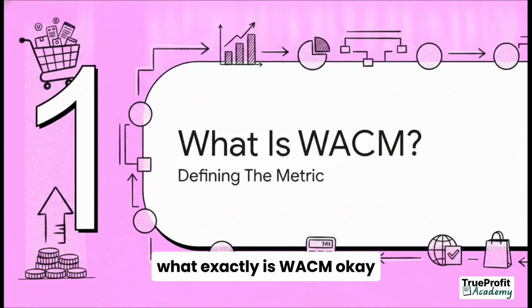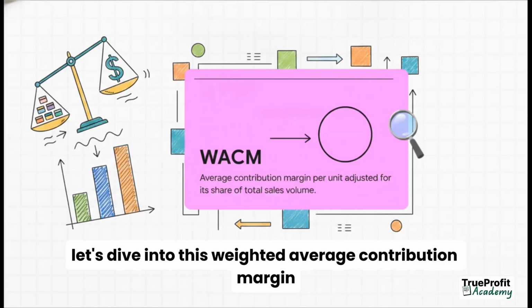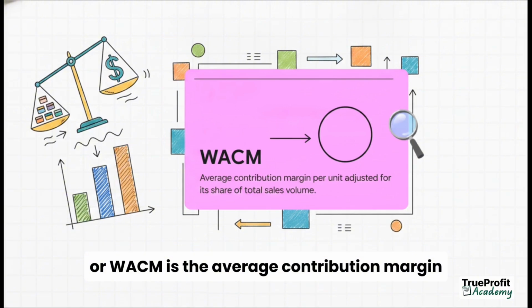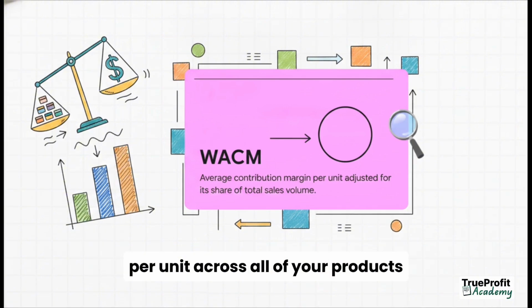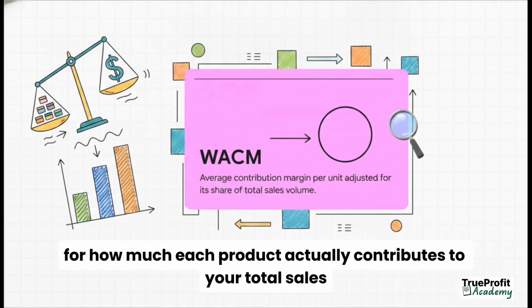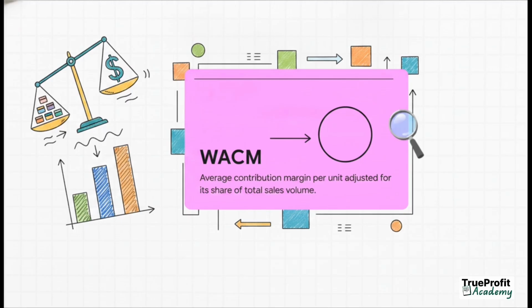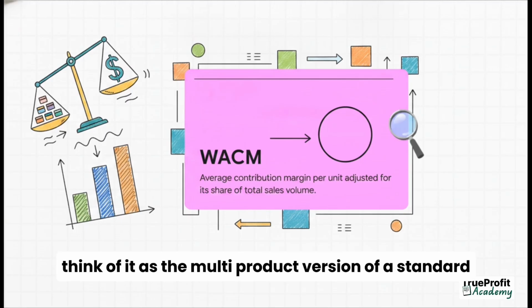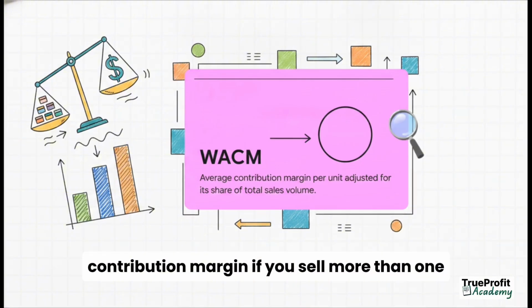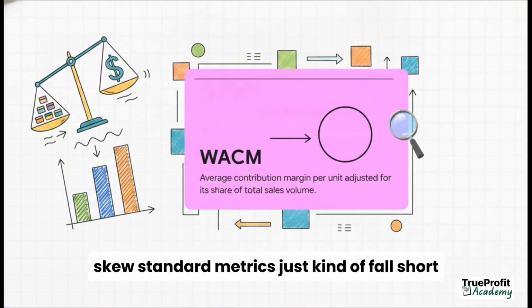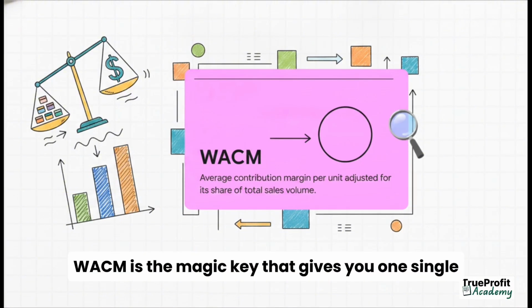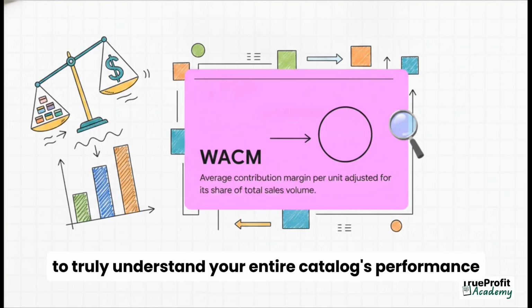What exactly is WACM? Okay, let's dive into this. Weighted average contribution margin, or WACM, is the average contribution margin per unit across all of your products, but it's adjusted for how much each product actually contributes to your total sales volume. Essentially, think of it as the multi-product version of a standard contribution margin. If you sell more than one SKU, standard metrics just kind of fall short. WACM is the magic key that gives you one single actionable number to truly understand your entire catalog's performance.